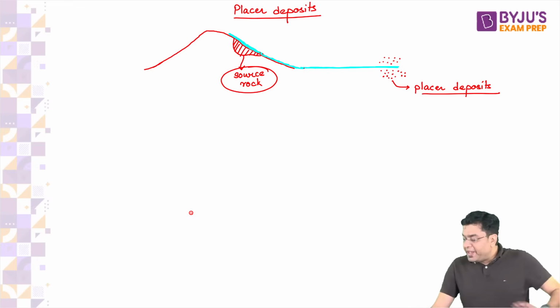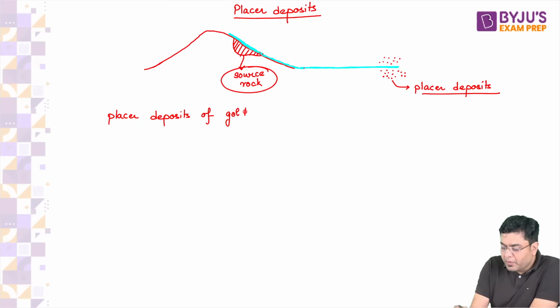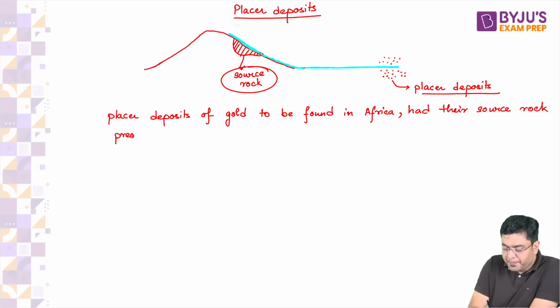So here, he observed the placer deposits of gold to be found in Africa had their source rock to be present in the Brazilian highlands.